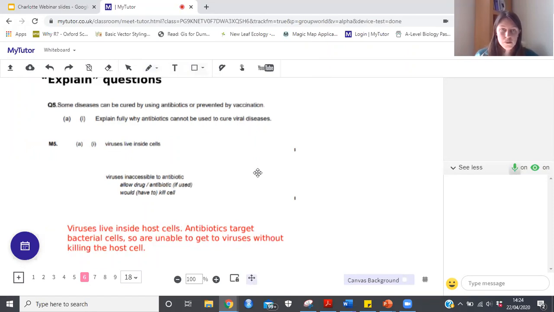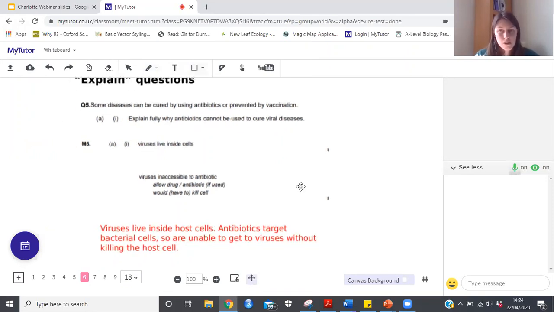Okay, so I thought it'd be handy for you guys to see what a mark scheme looks like. So I've put a screenshot of the mark scheme for that question here. And I've also in red put the kind of worked answer at the bottom as well. So looking at this mark scheme, which is this section here, you can see that they've said that for 1 mark, you need to say that viruses live inside cells. There's a little 1 there, it's quite small. That means you'd get 1 mark for saying that.